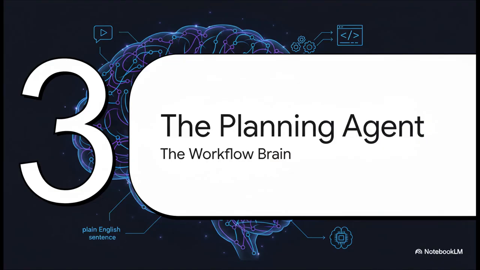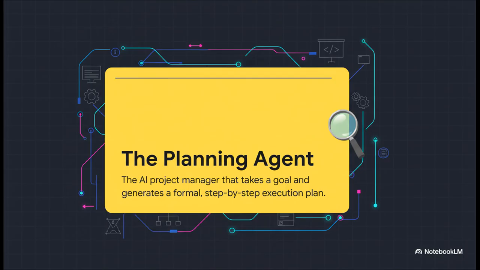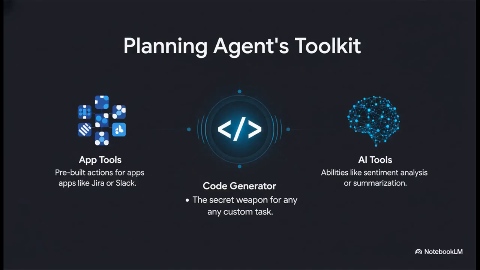Okay, so how does a simple sentence transform into a full-blown working workflow? Well, it all starts with the brains of the operation, the intelligent planning agent. The best way to think about this is like an AI project manager. It takes your big picture goal and just breaks it down into a concrete step-by-step plan that a computer can actually follow. It figures out the perfect sequence of actions and exactly how data needs to move from one step to the next.